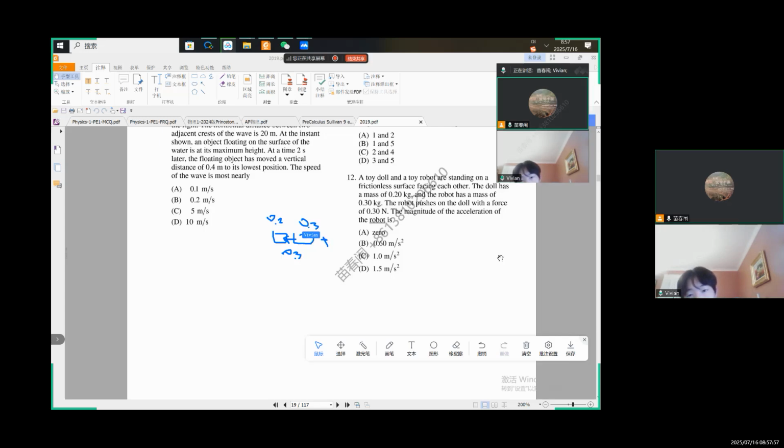So then 0.3 times the... Wait, time. But to find acceleration, you need to divide by the mass of the robot himself, right? Oh, we want acceleration. Yeah. 0.3 equals 0.3. Okay, so C. Yeah. Mhm. So yes, you can use momentum also to find it.